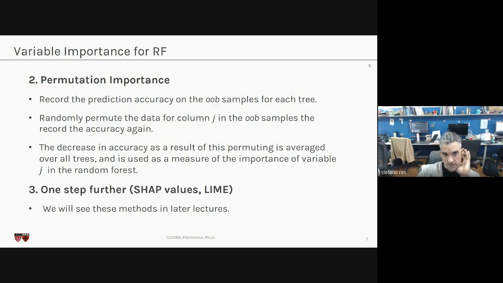So what you do is as follows: you record the prediction accuracy of the OOB samples for a certain tree. Then you randomly permute the data for column J in the OOB samples and record the accuracy again. And then the decrease in accuracy as a result of the permutation is averaged across all trees. And this is used as a measure of importance of the variable J in the random forest.